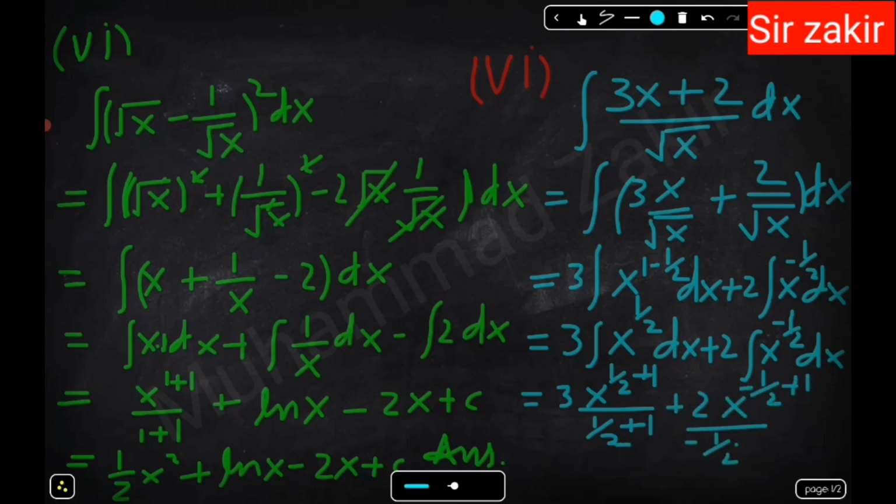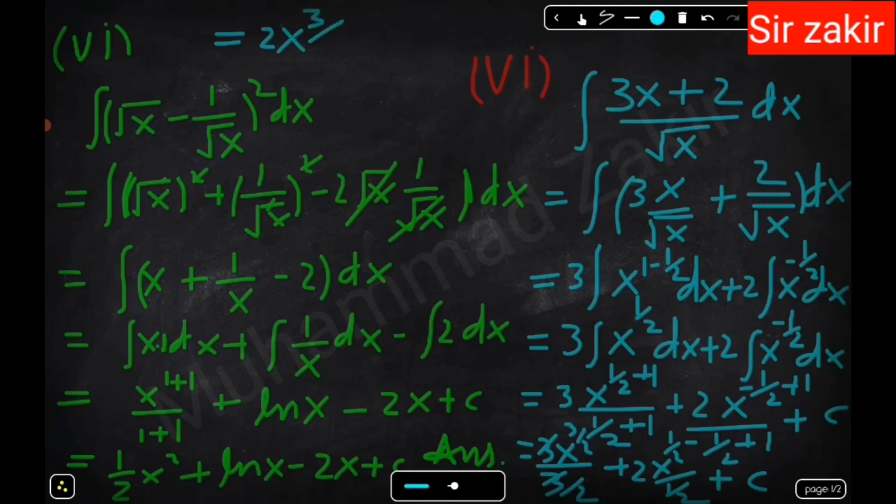Now how is it simplified? This 3 by 2 is written in the denominator. So it will be 3x power 3 by 2 divided by 3 by 2, plus 2x power 1 by 2 divided by 1 by 2 plus c. Finally this 3 is cancelled by this, so 2 rises to first place. So the answer will be 2x power 3 by 2 plus 4 square root x plus c. This is the answer. We will do another part, number 8.